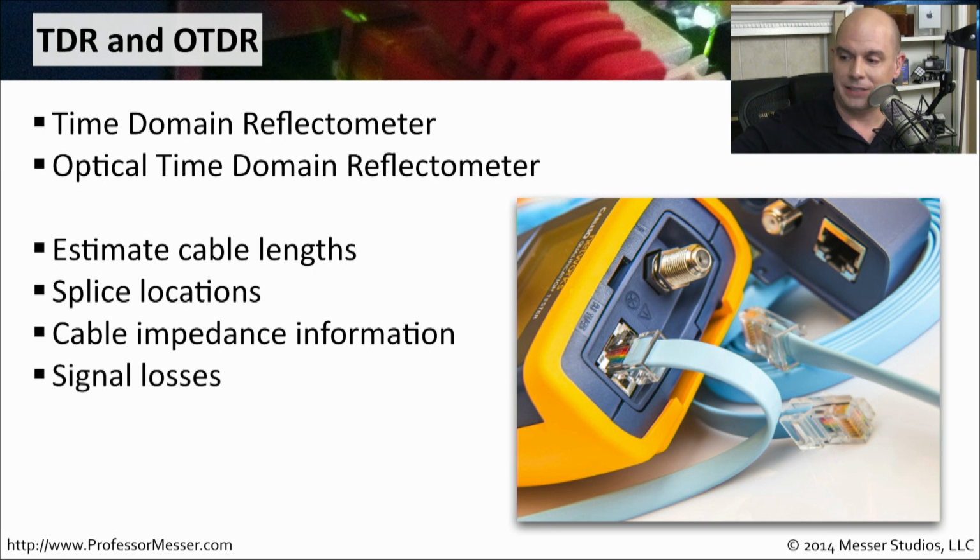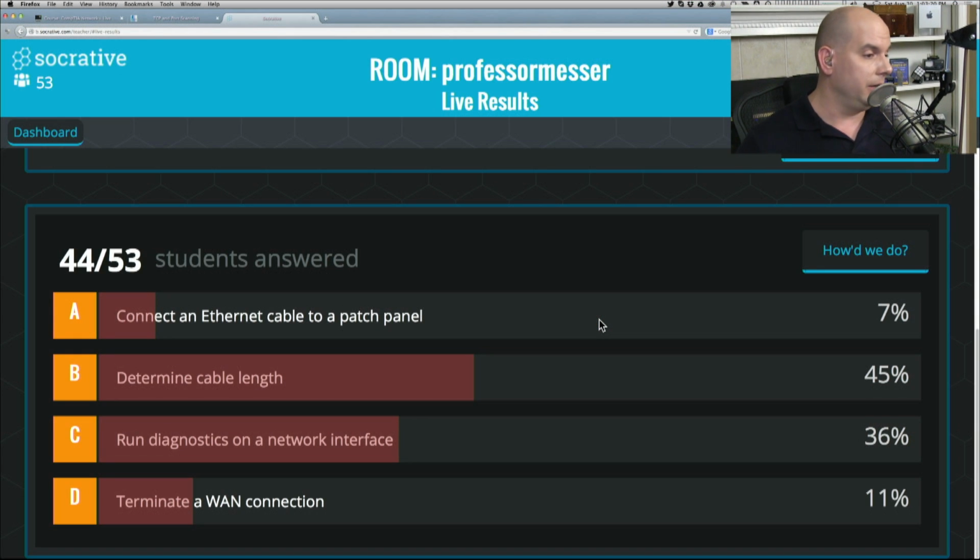You can see splice locations, impedance information, signal losses. It's a physical level piece of technology. So if you're one of those people that answered B, determine cable length, you're absolutely correct. We're not using this to connect an Ethernet cable to a patch panel. That's generally a punch down tool. We don't run diagnostics on a network interface with a TDR. Generally, you're plugging in a loopback connection for that.